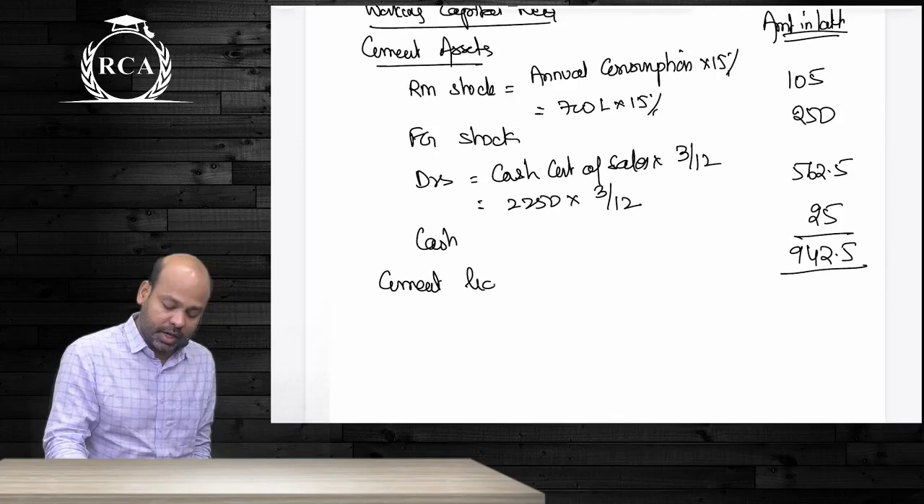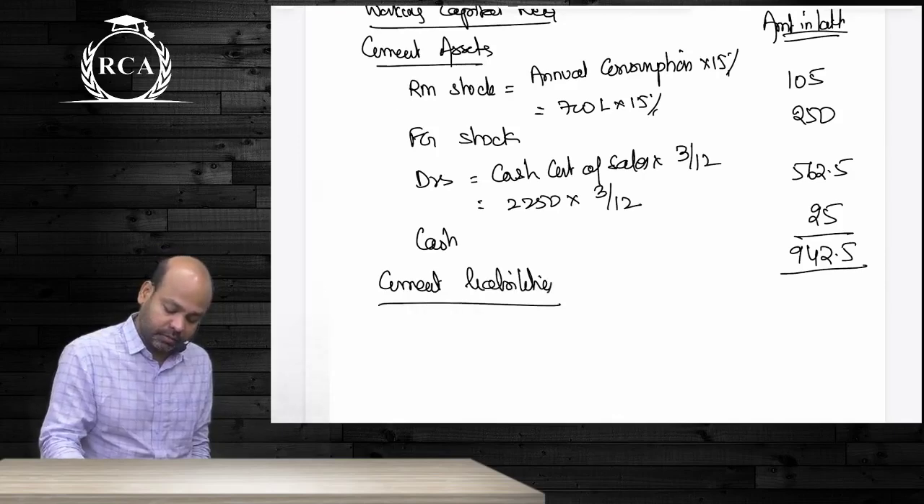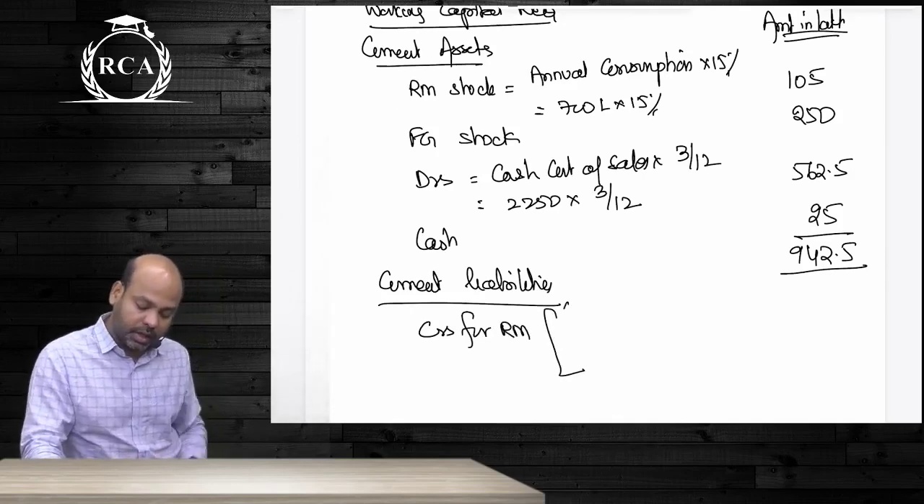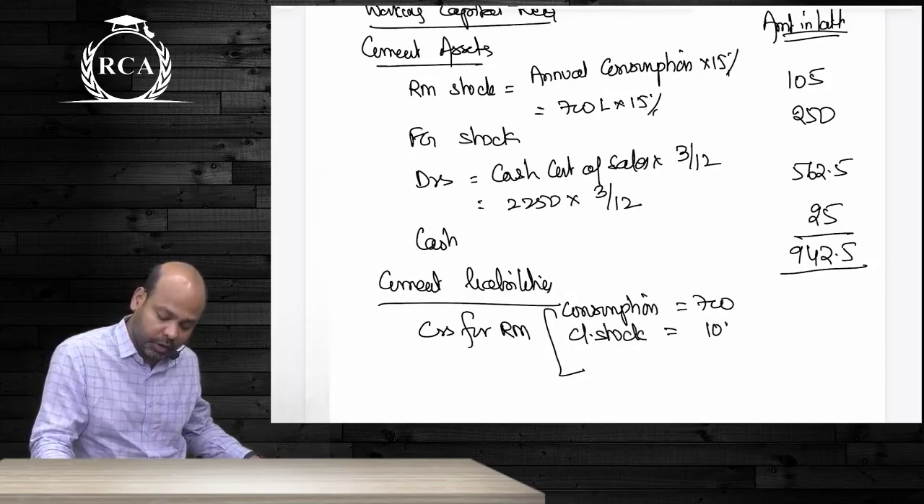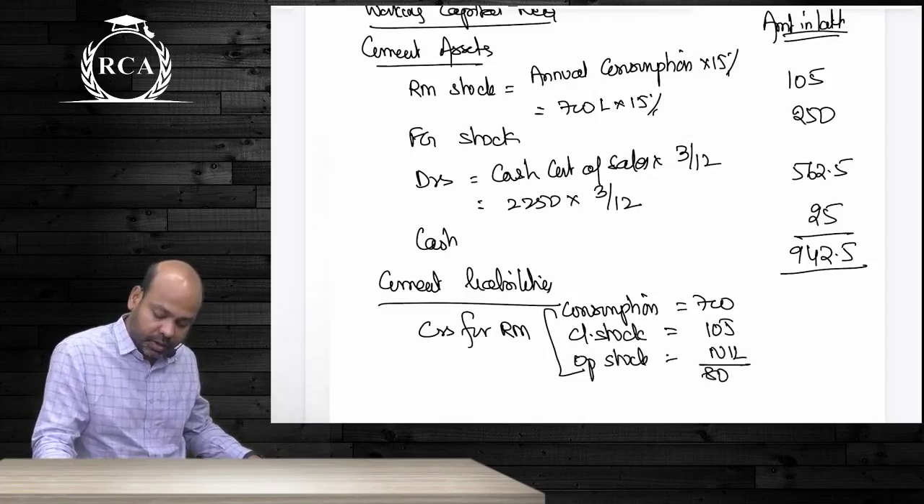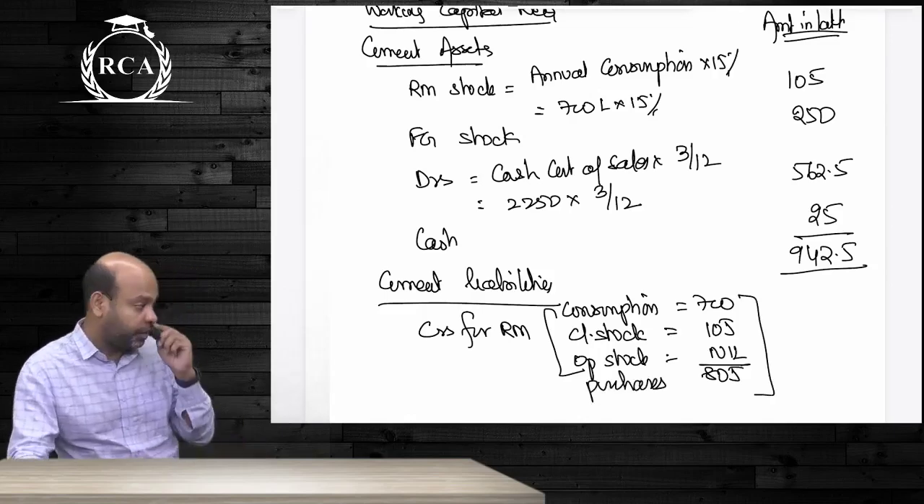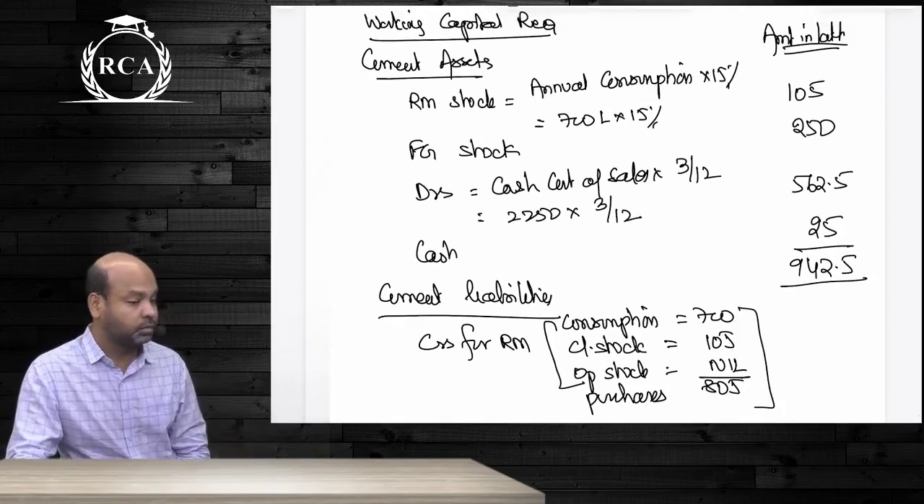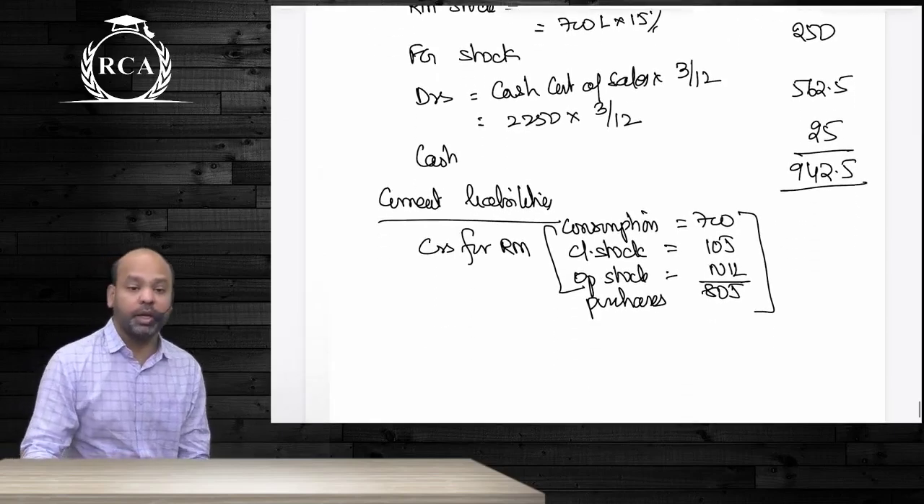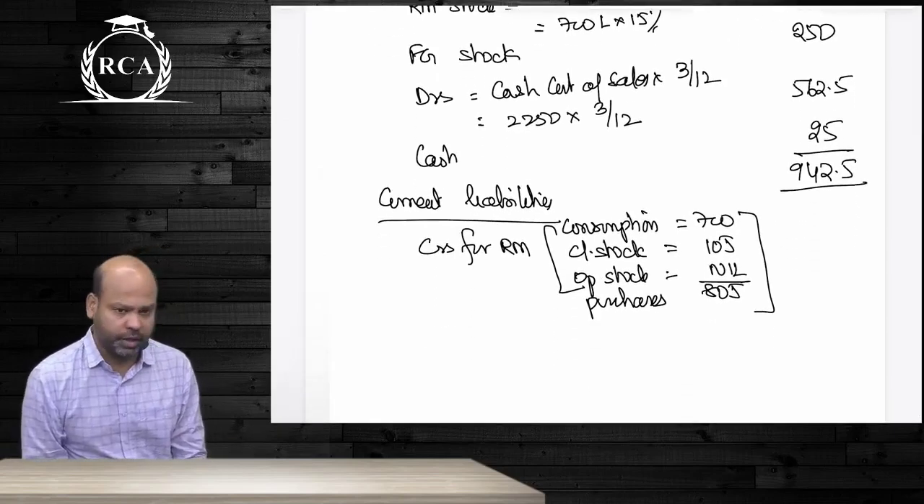Now, guys, current liabilities. First one beta is creditors for raw material. इतना याद रखना बेटा, अपना कंजम्पशन कितना है 700. Closing stock of raw material beta is 105. Opening stock is 0. So what will be your purchases? You will compute creditors for raw material, guys, based on a purchase of 805. Creditors for raw material, guys, should be computed on the basis of 805.